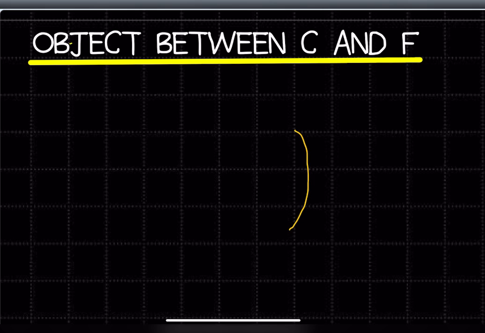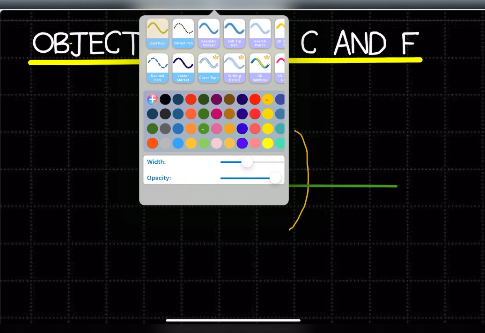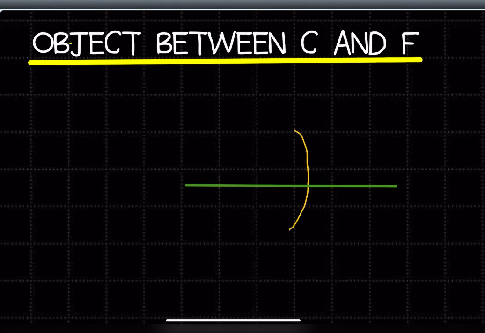Let's say this is my concave mirror. We are discussing about concave mirror, right? This is my concave mirror. Now let me draw concave mirror like this. Let me make point. This is my focus. This is my pole. This is my center of curvature.